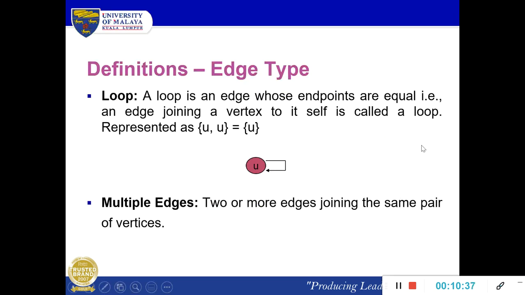Definition, edge types. A loop is an edge whose endpoints are equal, u to u. Multiple edges. Okay, this is the type of edges, like undirected or directed, it doesn't matter. In a loop, directed or undirected, it doesn't matter. So we say u and u. So u is the source and u is the destination. Multiple edges are two or more edges joining the same pair of vertices. We already covered that.